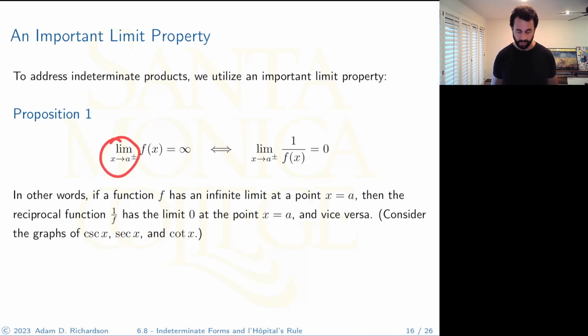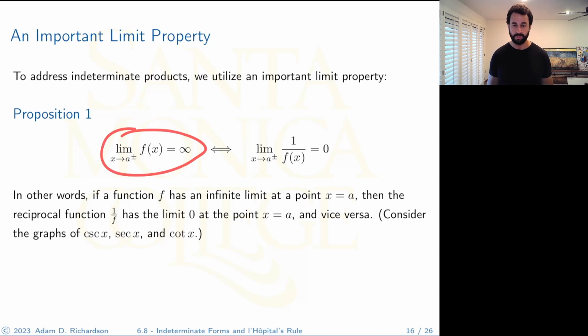Let's look at the limit as you approach a point from either side. If the limit of your function f of x is infinity at that point, then the limit of the reciprocal of that function is going to be 0. And this is an if and only if statement, so it goes both ways. In other words, if you've got an infinite limit as you approach a point, then the limit of the reciprocal at that point is going to be 0. And essentially this is happening intuitively because of this.